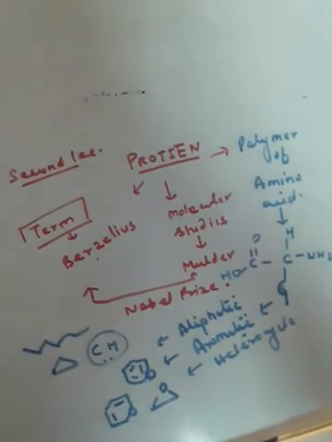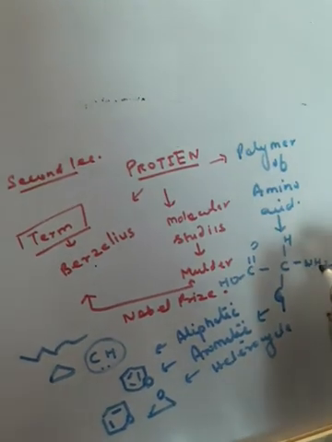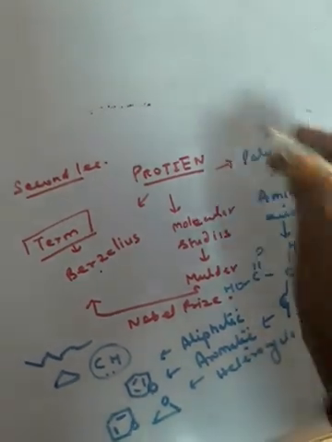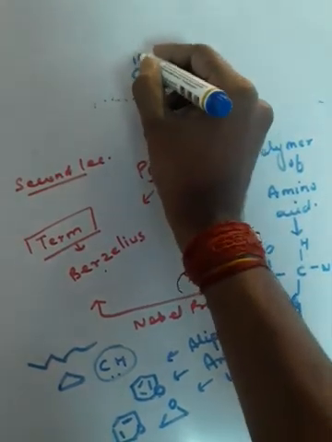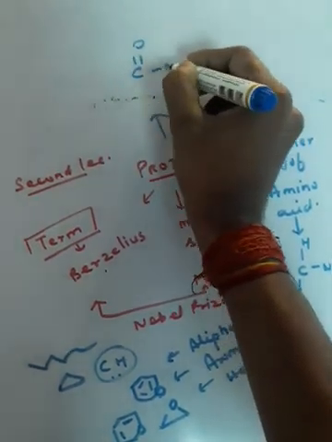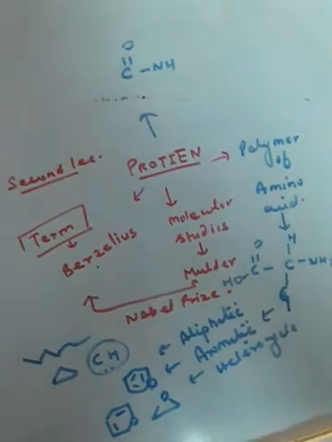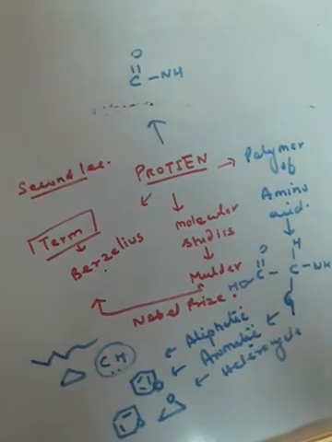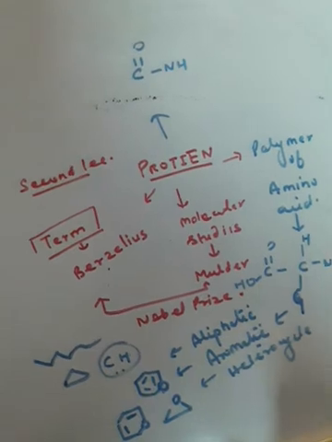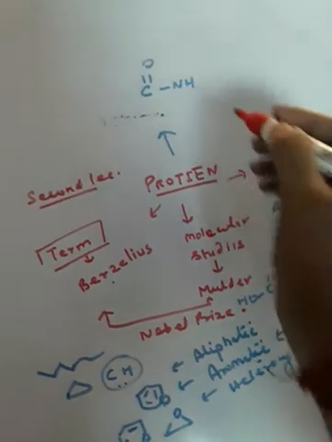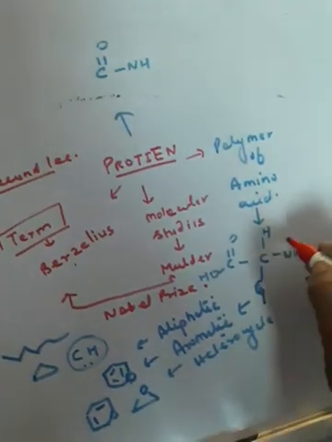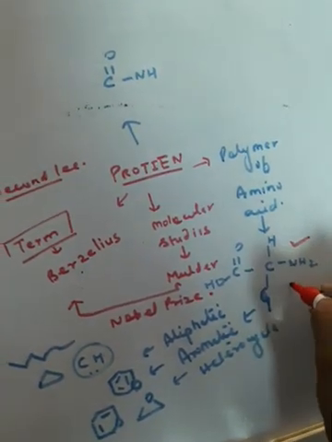And the second condition is that in proteins the peptide bond is present. The chemical structure of the peptide bond is CONH. So you should know what CONH is and how you can form CONH. First you should know about the amino acid, so the amino acid structure is this one.